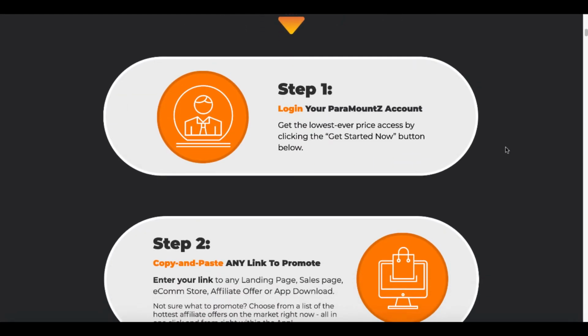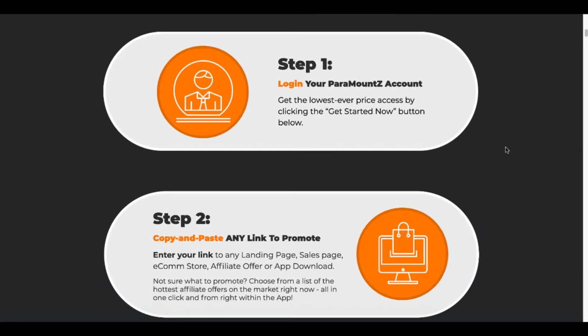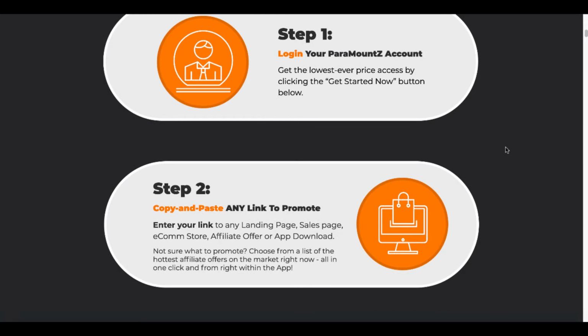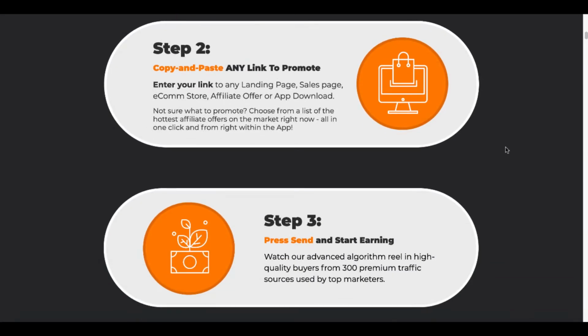Step 1, log into your ParaMountZ account. Step 2, copy and paste any link to promote. Enter your link to any landing page, sales page, e-commerce store, affiliate offer, or app download. Not sure what to promote? Choose from a list of the hottest affiliate offers on the market right now, all in one click and from right within the app. Step 3, press send and start earning. Watch our advanced algorithm reel in high quality buyers from 300 premium traffic sources by top marketers.